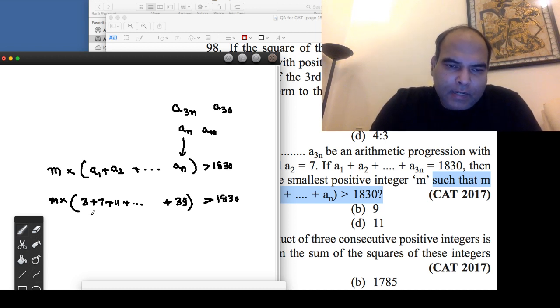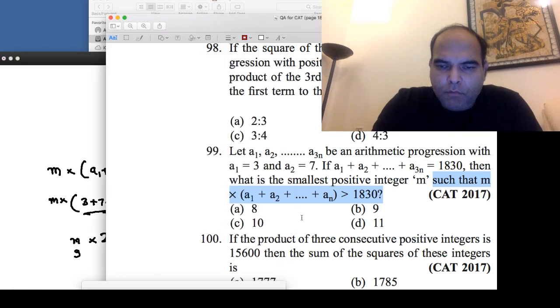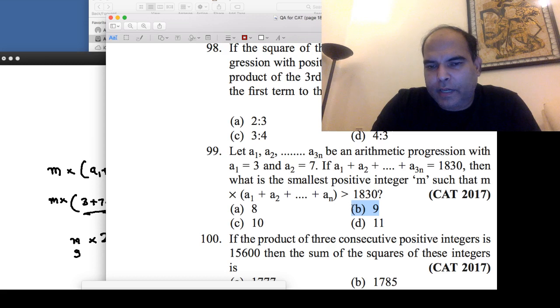right? And this series has a sum of 21, average of the first and last numbers, into 10, 210 into m. 210 into m should be greater than 1830. So the answer is very clearly that m should be greater than 8. M should be 9. Smallest integer for m is 9. Because 9 suffices. 8 does not suffice. 9 suffices to make this greater than 1830.